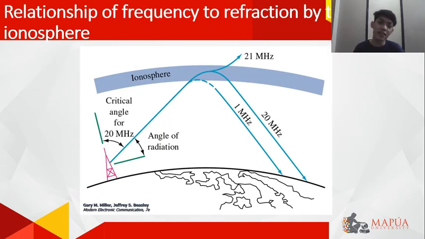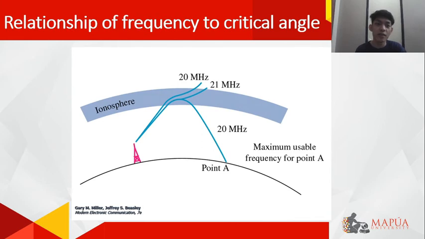Presented on the screen is the relationship of frequency to the refraction by the ionosphere. Here we can see the critical angle and the angle of radiation with respect to the frequency and refraction in the ionosphere. Presented in this slide is the relationship of frequency to the critical angle, for point A, which is 20 megahertz.